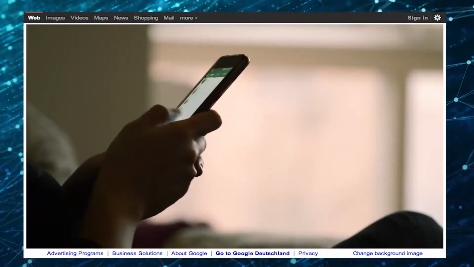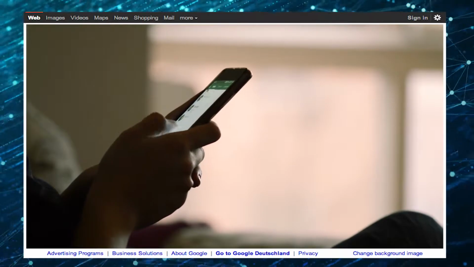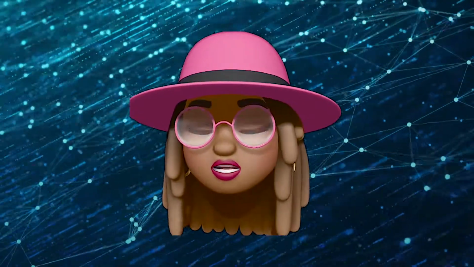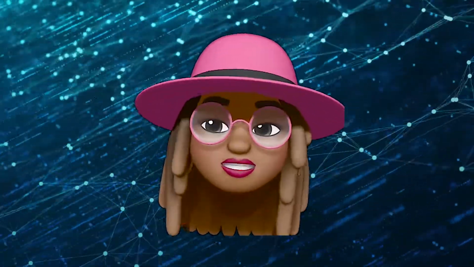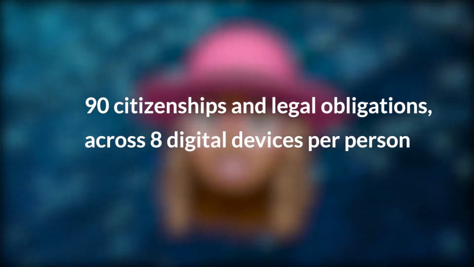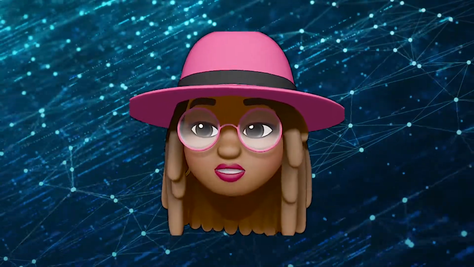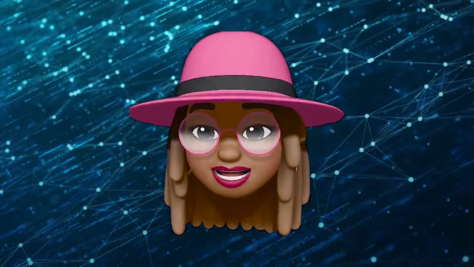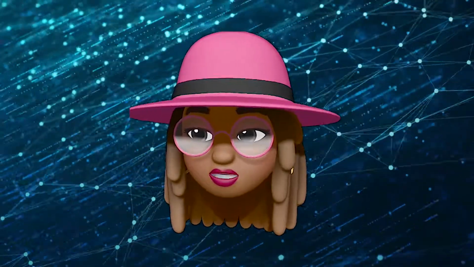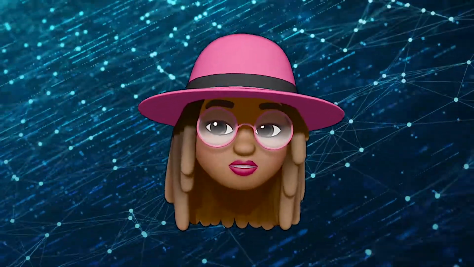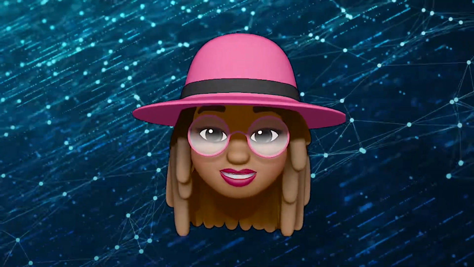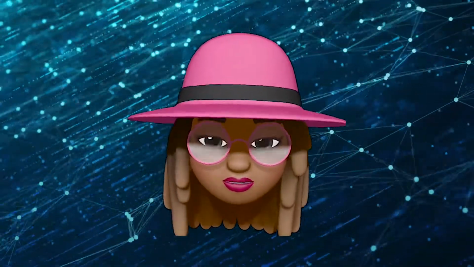These devices will become so commonplace that more people will have access to them than clean water, electricity, or a bank account. Now, if each internet user has 90 accounts on average, that is 90 citizenships and legal obligations across 8 digital devices per person in the world. That means that each person signing an agreement they are not meant to understand has given up a resource that is far too valuable. Each person agreeing to a new world order with a simple click of a mouse or tap of a button. The scary part is that this control is extending outside the internet into the real world.